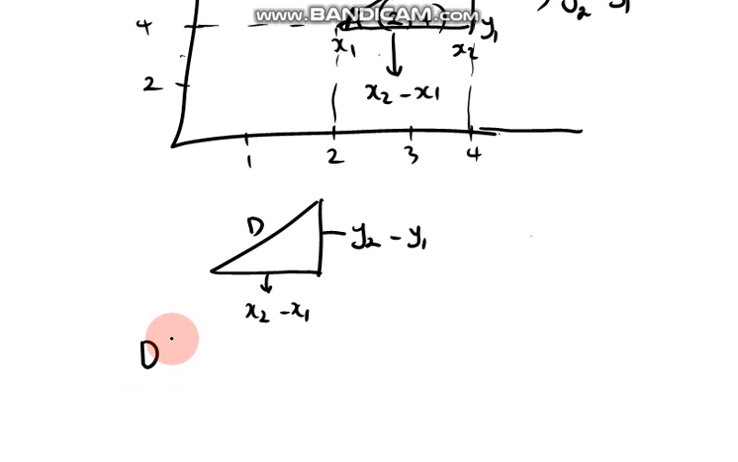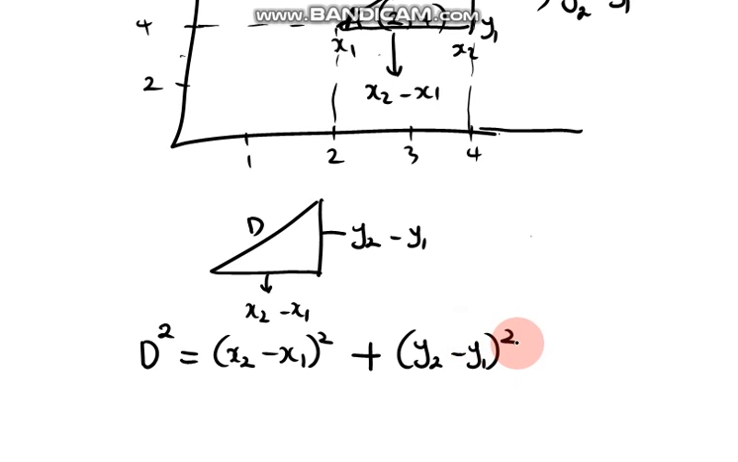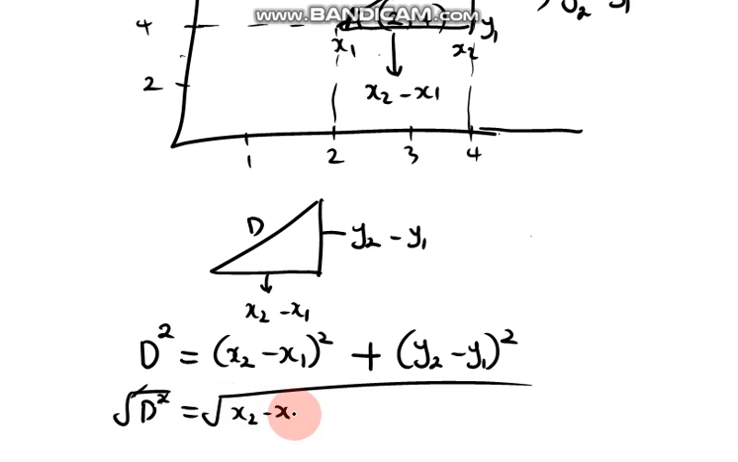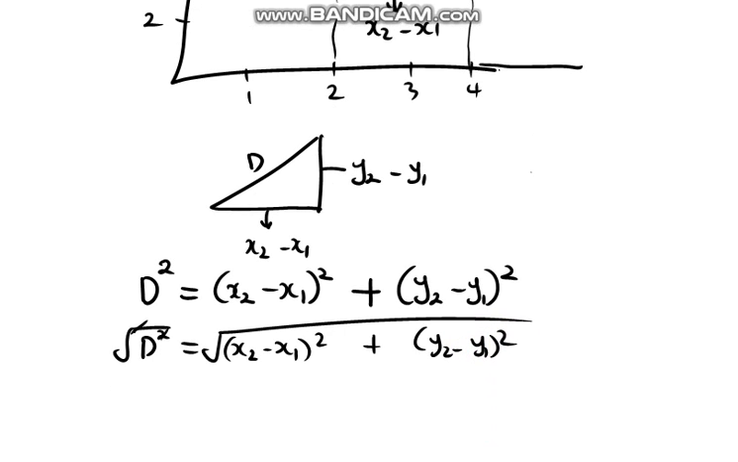To find our d using Pythagoras theorem, since this is the bigger side, the hypotenuse, the square of the hypotenuse is equal to x2 minus x1 all square, plus y2 minus y1 all square. To find our distance, we now take the square root of both sides, so this cancels this. I have the square root of x2 minus x1 all square plus y2 minus y1 all square. That's very correct. So this is the formula for finding our distance.